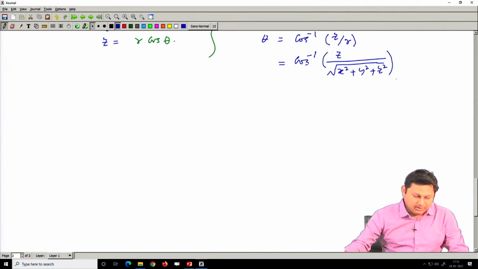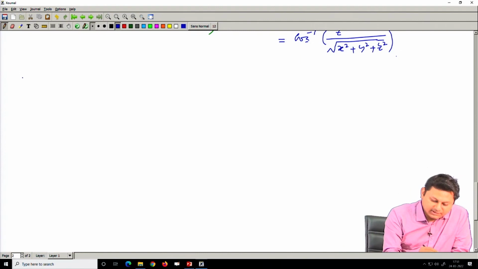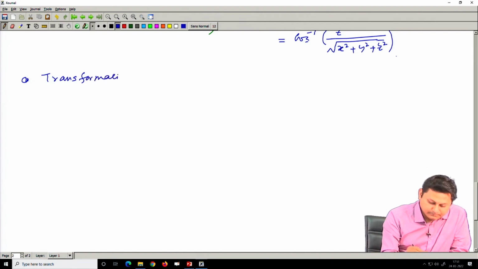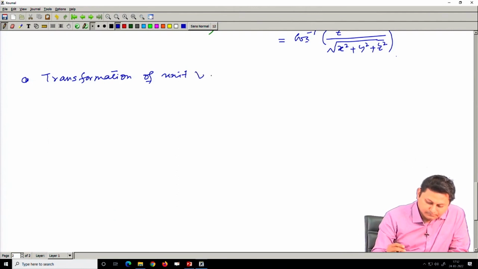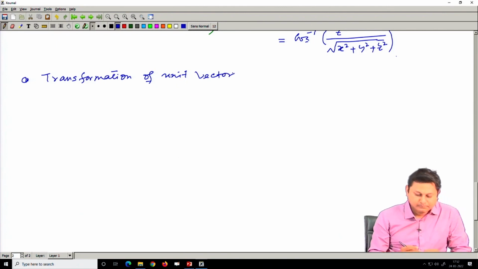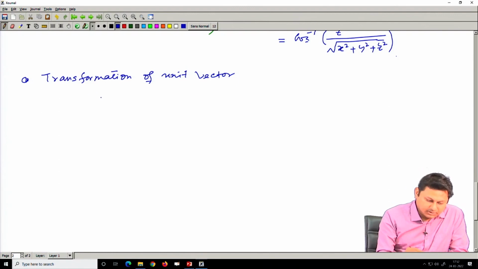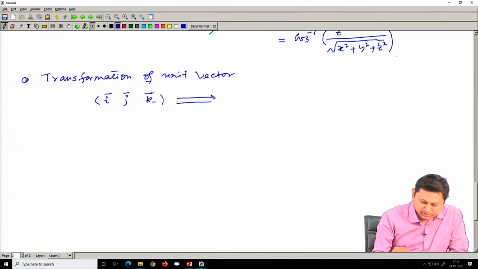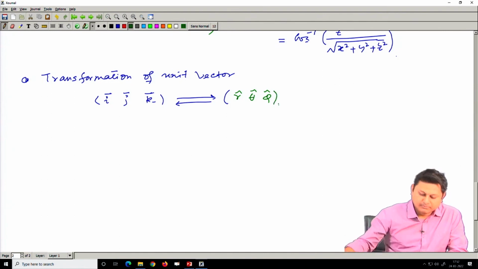Well, now let us do what we did last time for the other coordinate systems, and that is the transformation of unit vectors. For Cartesian coordinates, we have i, j and k unit vectors, and I want to understand how these are transformed in the spherical coordinate system with the unit vectors r, theta, phi.